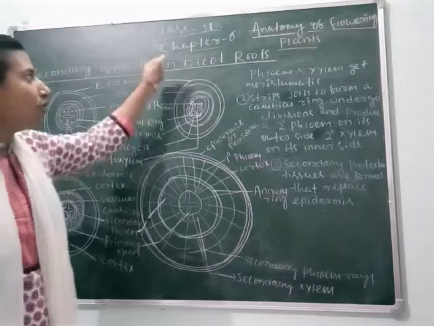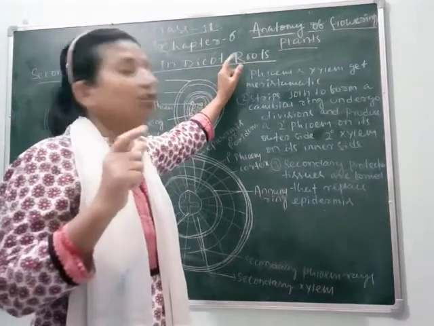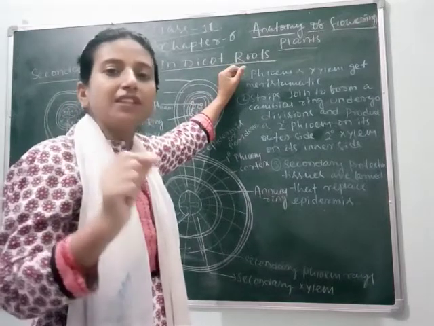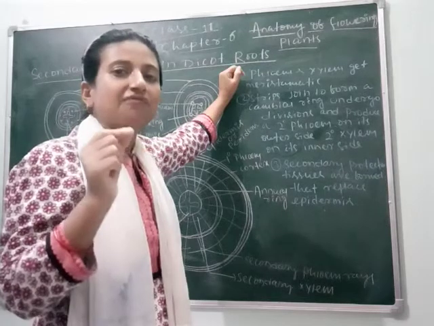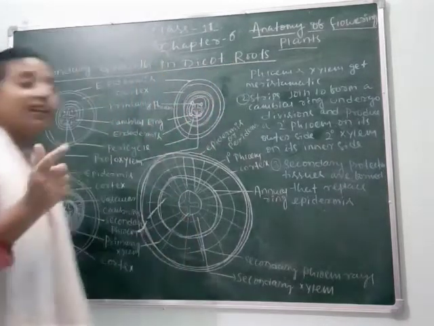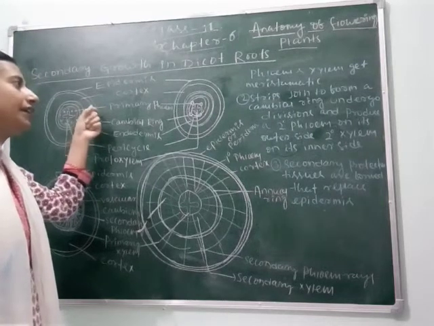The secondary growth in stem is exactly the secondary growth of root, means there is no difference between the growth of roots and the growth of stem in case of secondary development. Still, let's look at some quick views about the secondary growth in dicot roots.